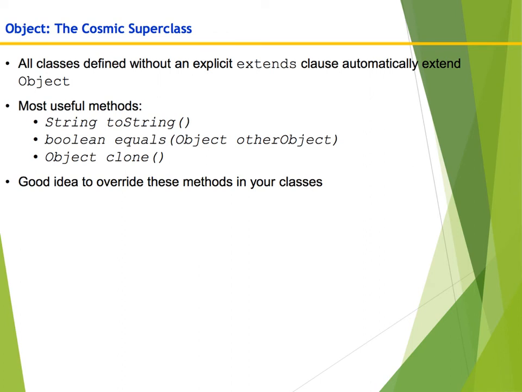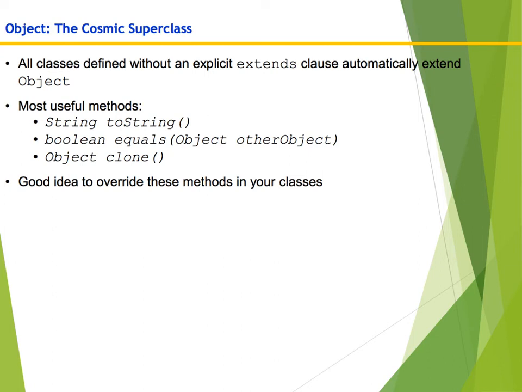It's important to keep in mind that any class that you define in Java, even without using the word extends, automatically extends the Object class. So Object is the cosmic superclass for all other classes. The most useful methods of Object that other classes have because of inheritance are three useful methods.